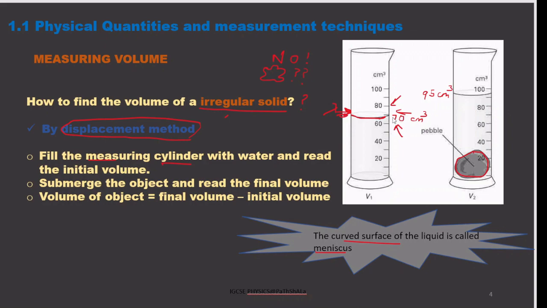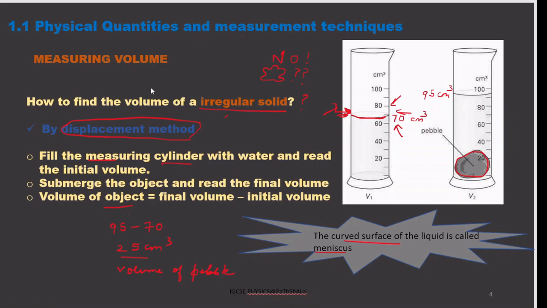So the initial reading was 70. When you place the pebble, the water displaces and the final reading is 95. Now how to find the volume of the pebble? In order to find the volume of the pebble, you simply subtract the initial volume from the final volume. So final is 95 minus 70, which gives us 25 centimeter cube. So basically this is the volume of the pebble, right? The volume of the pebble in this case becomes 25 centimeter cube.